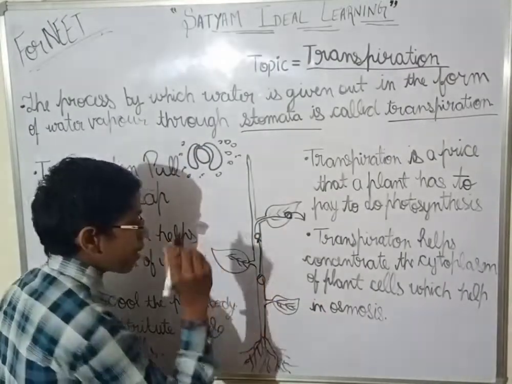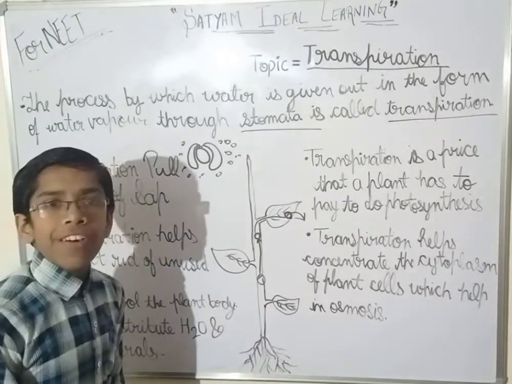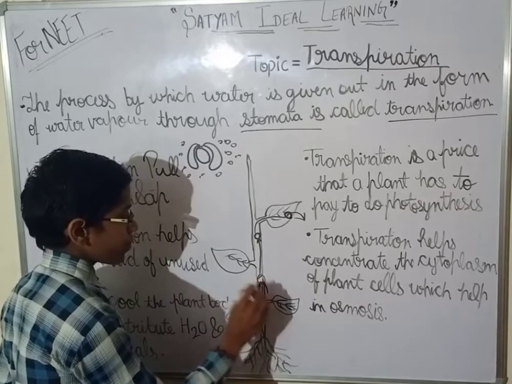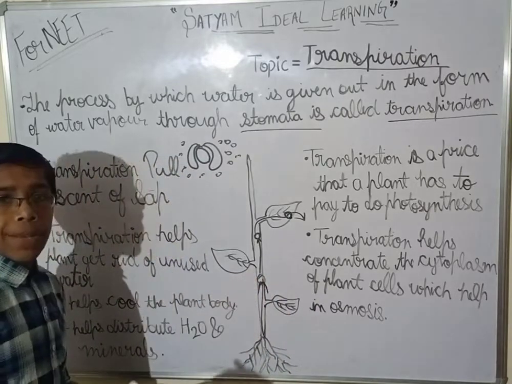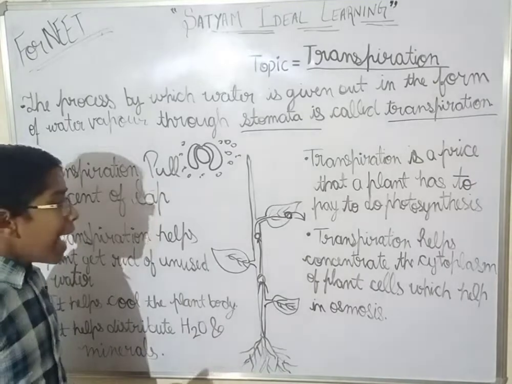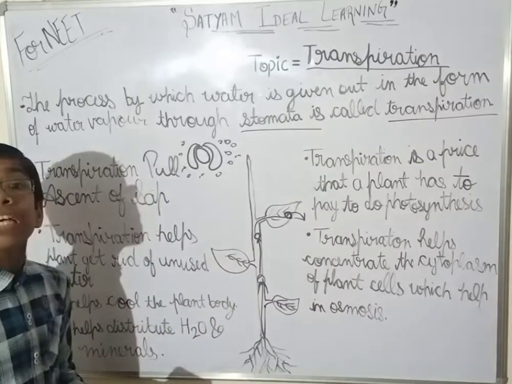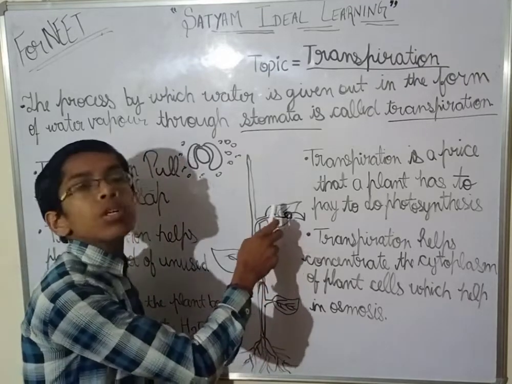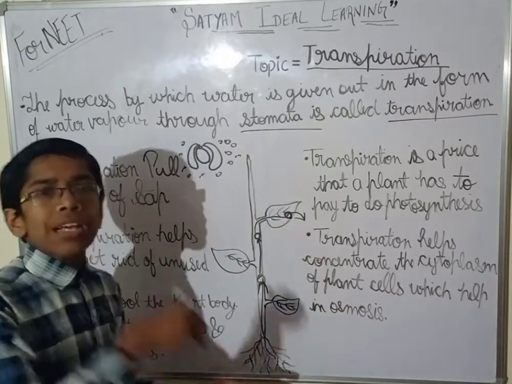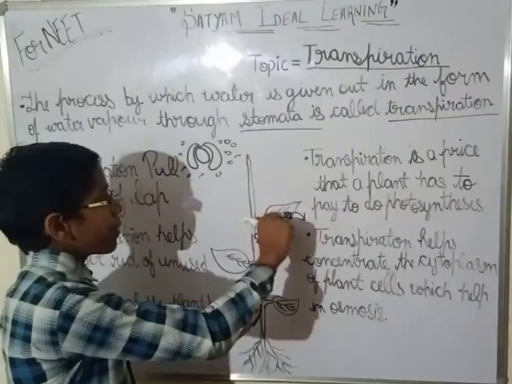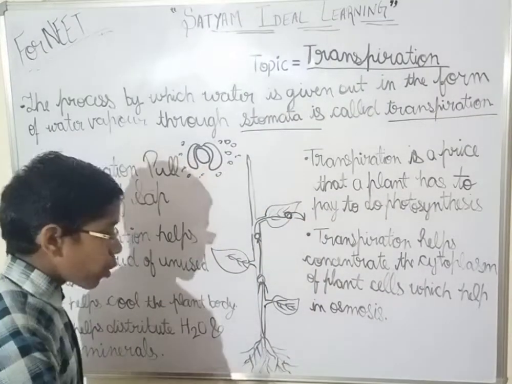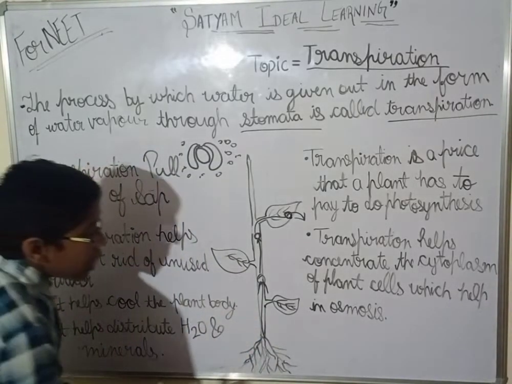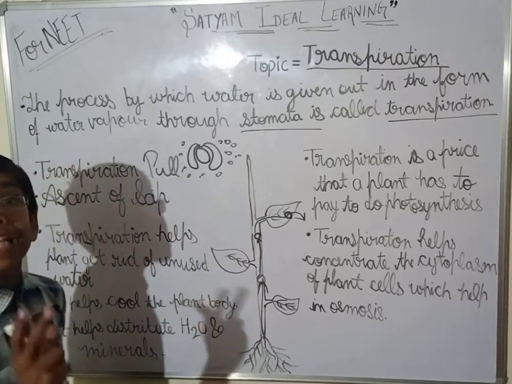Now there will be a space, and the plant will cover this space by taking it from the root. This is how there is a suction force, and this suction force is known as transpiration pull. So in order to do transpiration, it has to suck water and minerals from the stem and from the root. And due to continuous transpiration, the root will have less water.